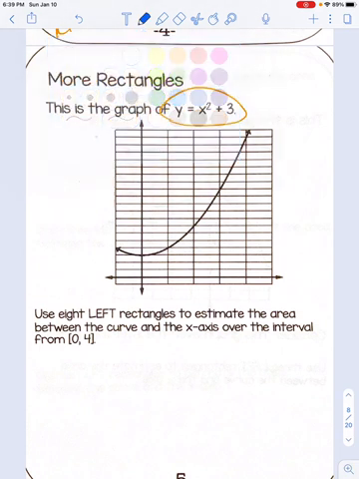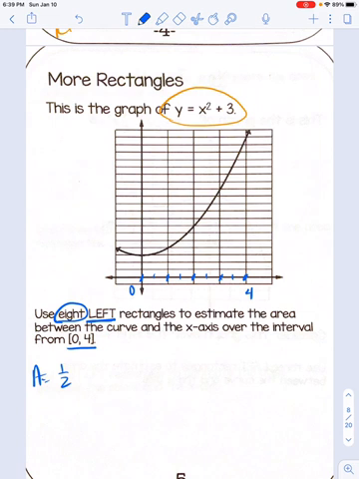Okay, so guys, same function, but now it says I want 8 left-handed rectangles from 0 to 4. Okay, so from 0 to 4, 8. That means the width is now half. Okay. Left-handed. All right, here I go.